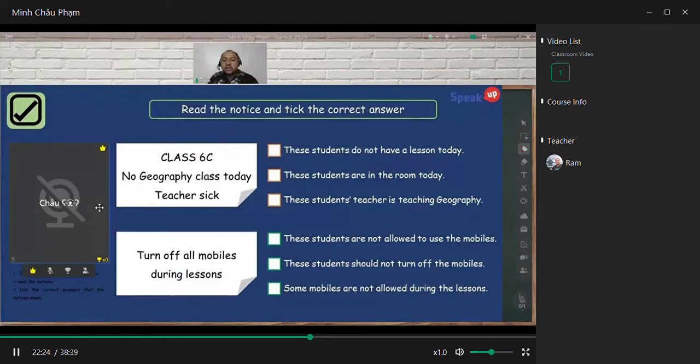You just simply need to tick or check which you think is the correct answer. So read the notice and tick the correct answer. So the notice is Class C, no geography class today. Teacher is sick. So among the options here, which do you think is correct? You could just use the paintbrush and just highlight your correct answer. Options are these students do not have lesson today, these students are in the room today, or these students' teacher is teaching geography.